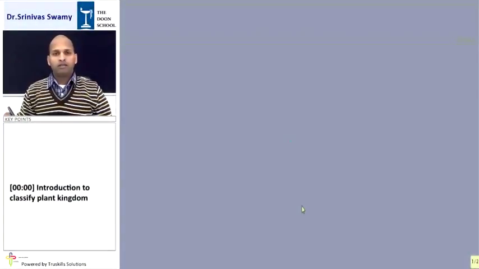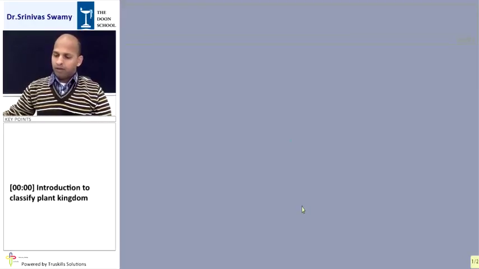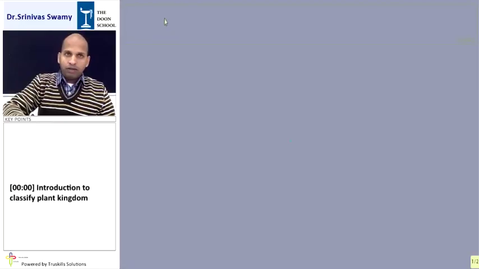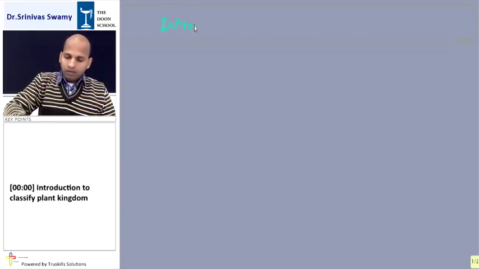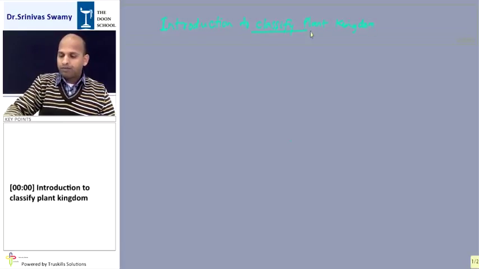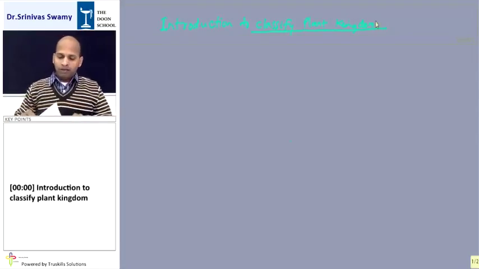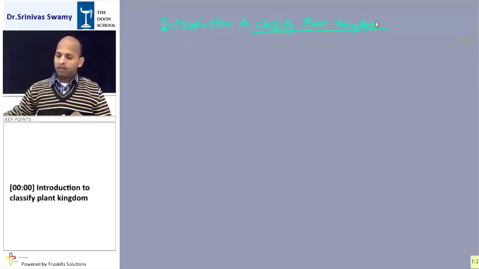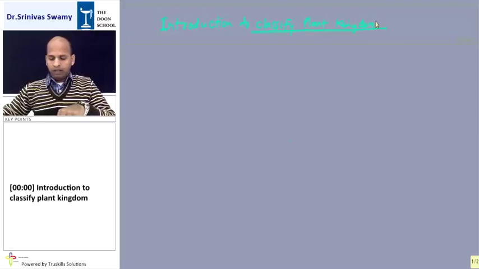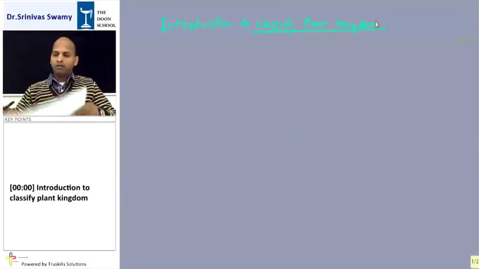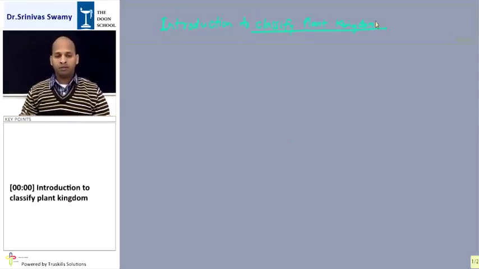This is the introduction to the third chapter, that is, classification of the plant kingdom. In this regard, what we will look at is a basic idea to classify the plant kingdom. More than classifying the plant kingdom, what I would be keen to look at in this session is what exactly we'll be dealing with in the forthcoming sessions related to this chapter.